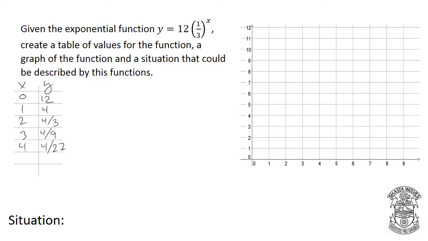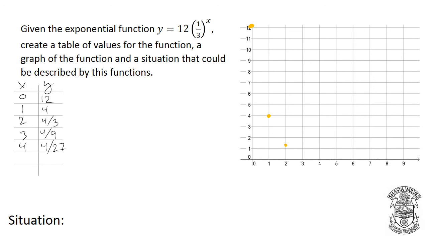Now what that looks like on the graph, I'll use this color orange. I definitely have the point at (0, 12). And then at 1, we've got the point that's at 4. So (1, 4). So the 2/3 went away, and we're just left with 1/3. Next, at 2 we have 4/3, which is 1 and 1/3. So at 2 I have 1 and 1/3.